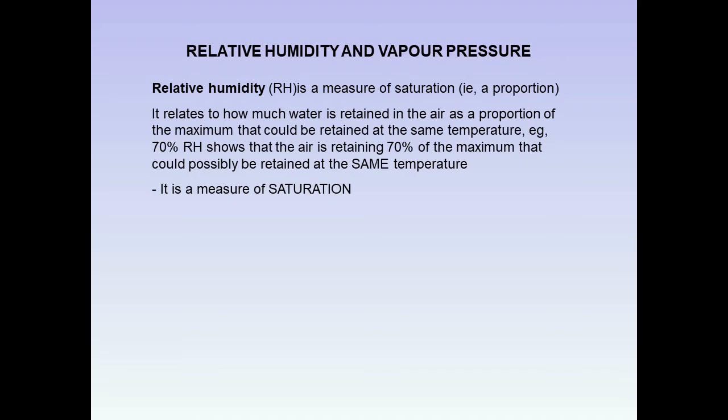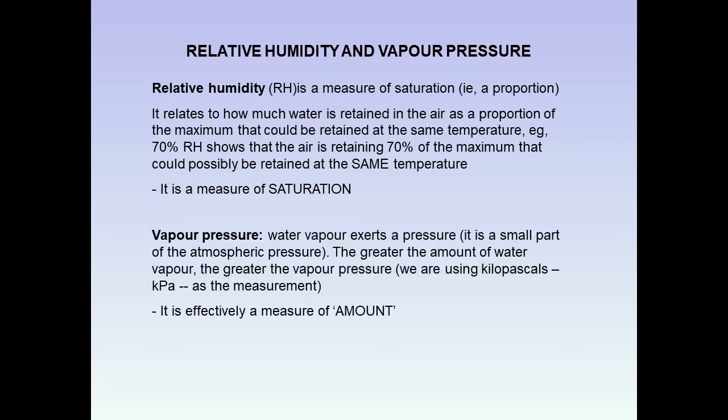Relative humidity is a measure of saturation. It relates to how much water is retained in the air as a proportion of the maximum that could be retained at the same temperature. For example, 70% relative humidity shows that the air is retaining 70% of the maximum that it could possibly retain at that temperature. Remember, it is a measure of saturation.